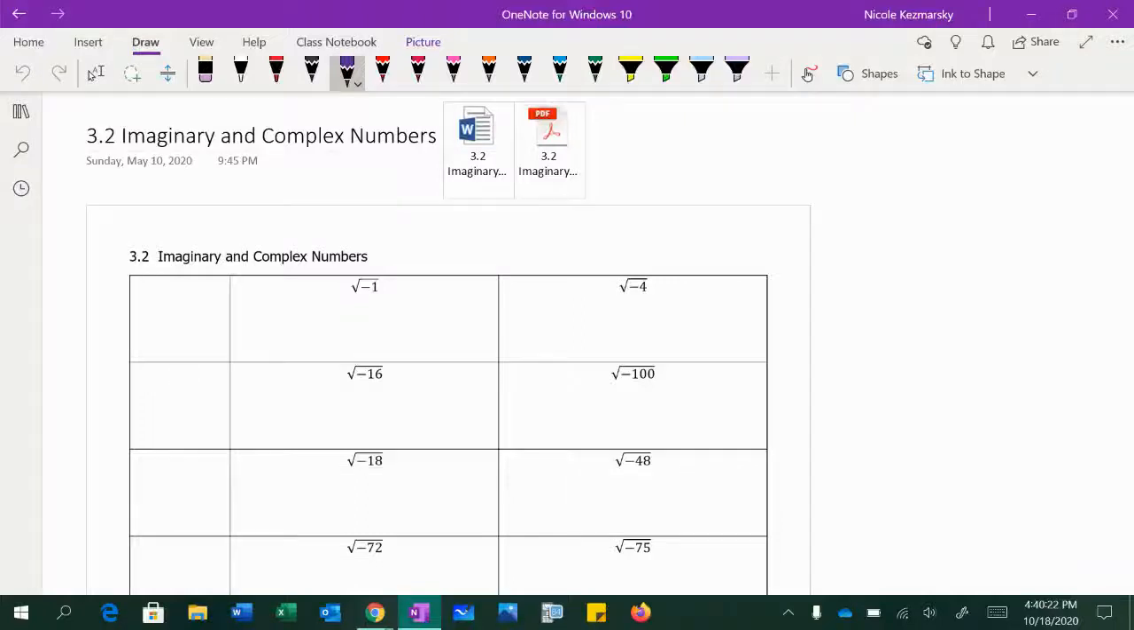This is 3.2, imaginary and complex numbers. So to start off, when we take the square root of a number, it's usually a number times itself. However, we have to know what happens when we try and take the square root of a negative number. And there is something that happens. It's more than just can't do it or no solution.